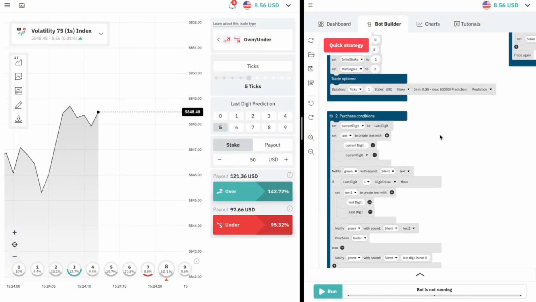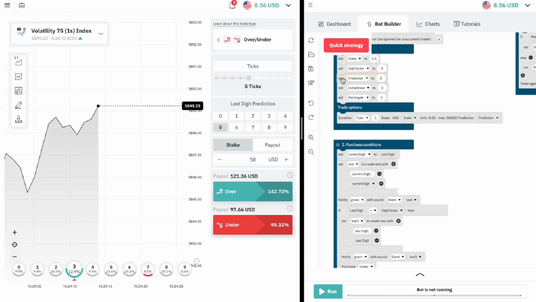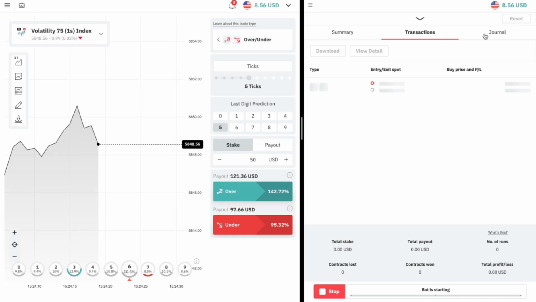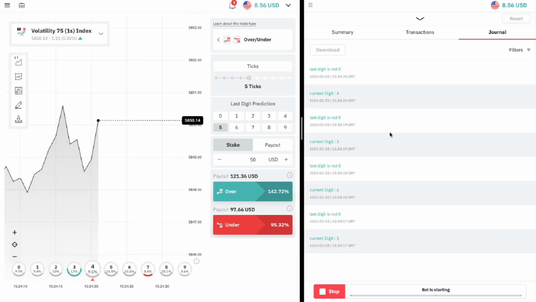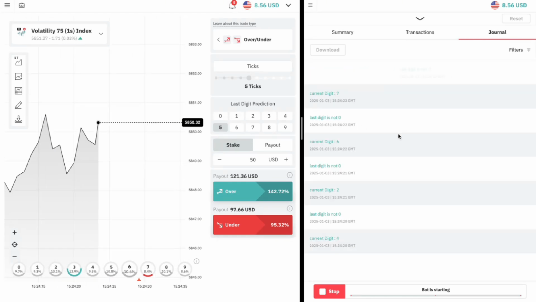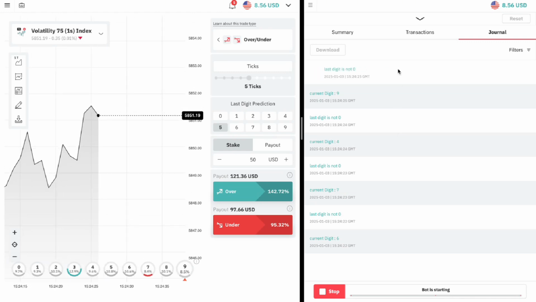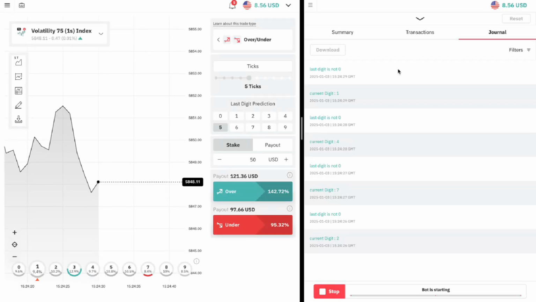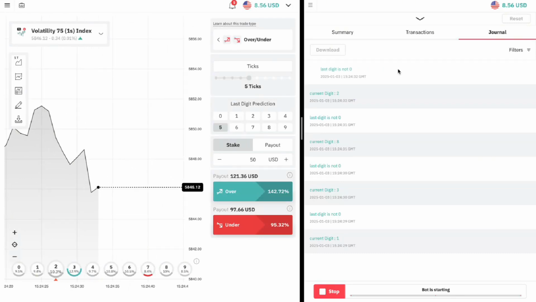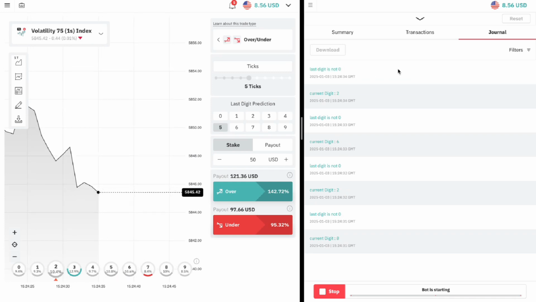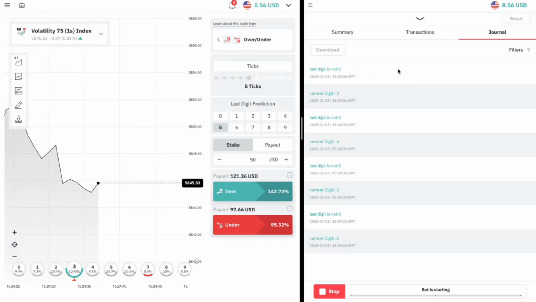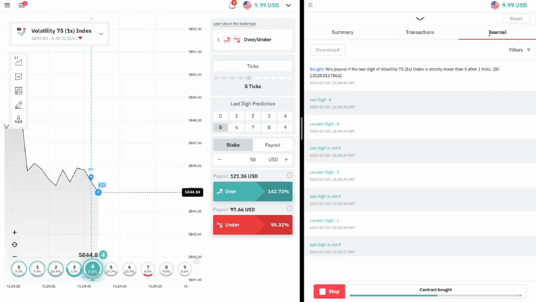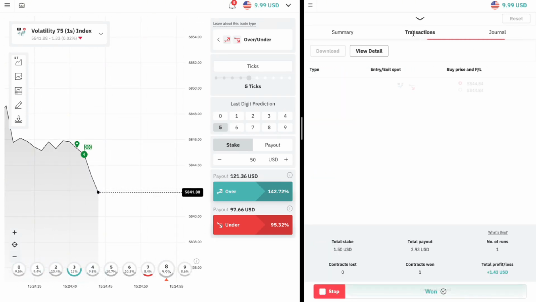I want to test under 5. The prediction is here. So let's run and click on transactions. If you go to journal, it will tell you last digit is not 0. Only the time when it touches 0, that's when it will trade. We can give it 3 runs maximum. I don't like going for more than 3 runs because mostly that's when the market changes.